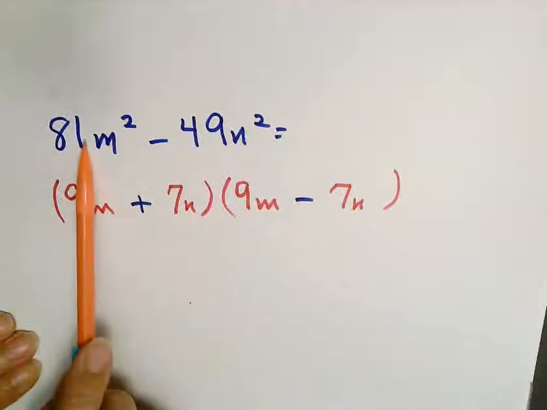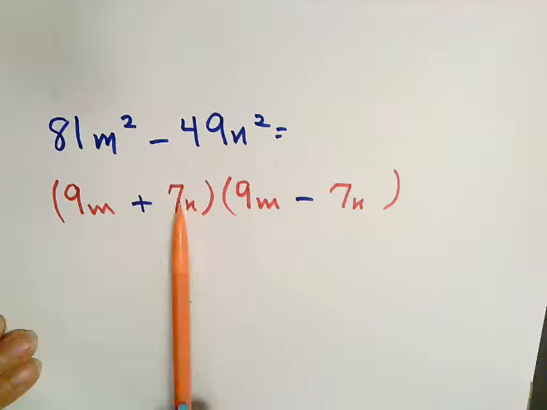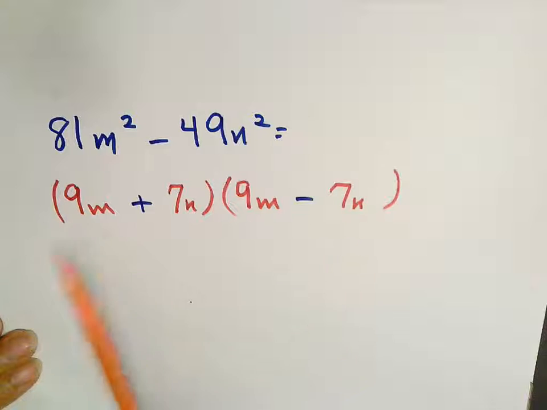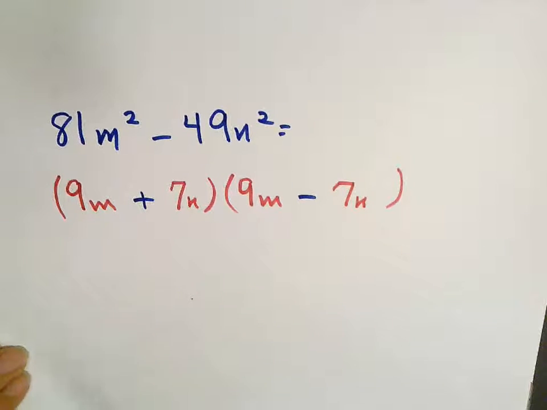So what we're going to do, we take the square root of 81, 9. The square root of m squared, m. The square root of 49, 7. The square root of n squared will be n. One sign will be positive and the other sign will be negative. And this is factoring the difference of two squares. And again, remember to go back and check it using FOIL: first, outer, inner, and last.